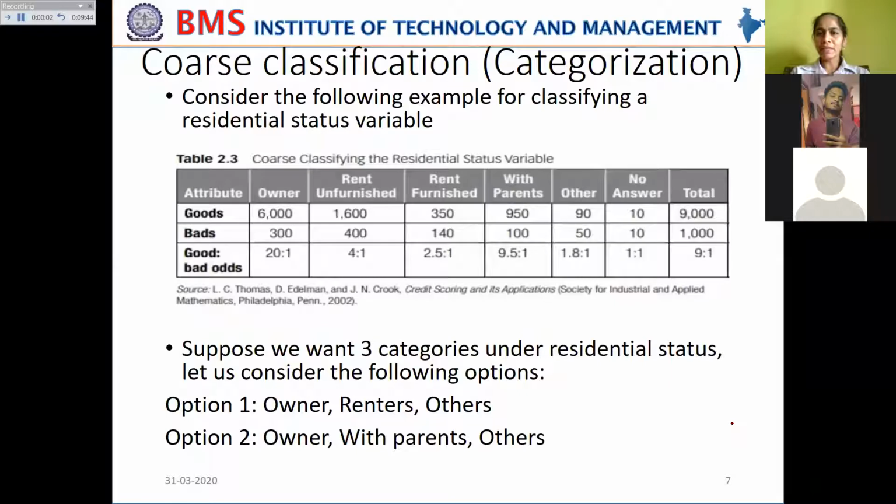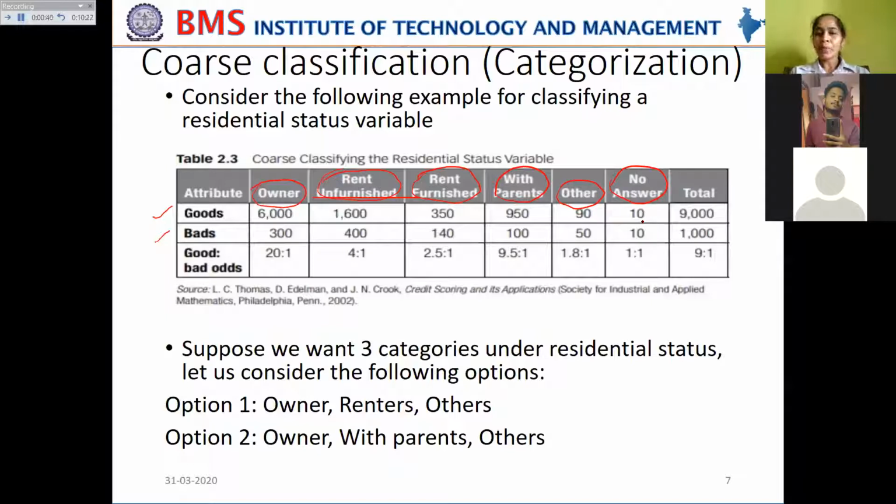Now consider the following example for classifying a residential status variable. Here we have data about good customers and bad customers and various parameters like owner of a house, whether he is staying in a rented unfurnished house, a rented furnished house, or staying with parents, means he is staying for free, and others, any other category, and no answer if there is no reply from the customer. If there is no data available, then those data points can be counted as not answered.